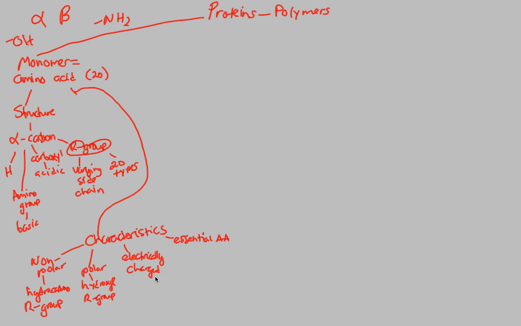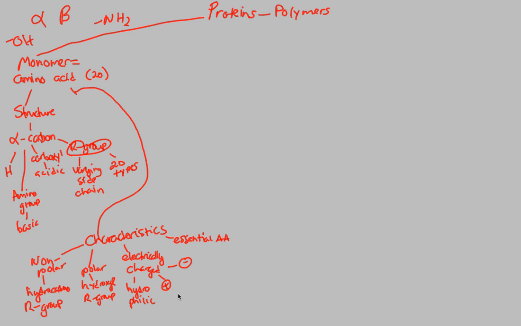An electrically charged amino acid is usually hydrophilic, actually. So we can have hydrophilic amino acids, and we can also have hydrophobic amino acids right over here. In addition, because electrically charged means two things, you can have either positively charged or negatively charged amino acids.